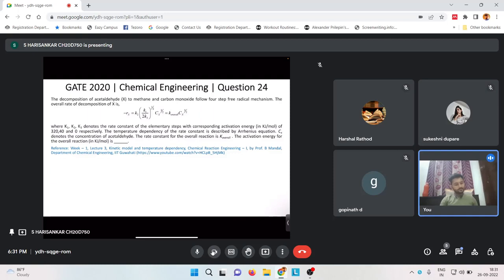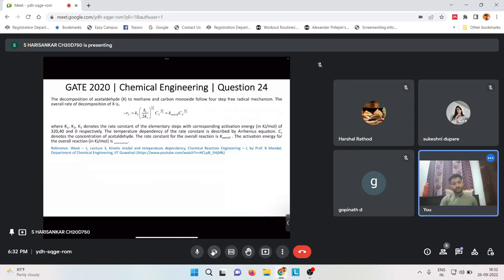The temperature dependency of the rate constant is described by the Arrhenius equation. Cx here denotes the concentration of acetaldehyde. The rate constant for the overall reaction is K overall, and the activation energy for the overall reaction in kilojoule per mole is dash. This is a question from CRE, and the reference NPTEL lecture can be found in week 1, lecture 3, kinetic model and temperature dependency, Chemical Reaction Engineering 1 by Professor B. Mandal, Department of Chemical Engineering, IIT Guwahati.